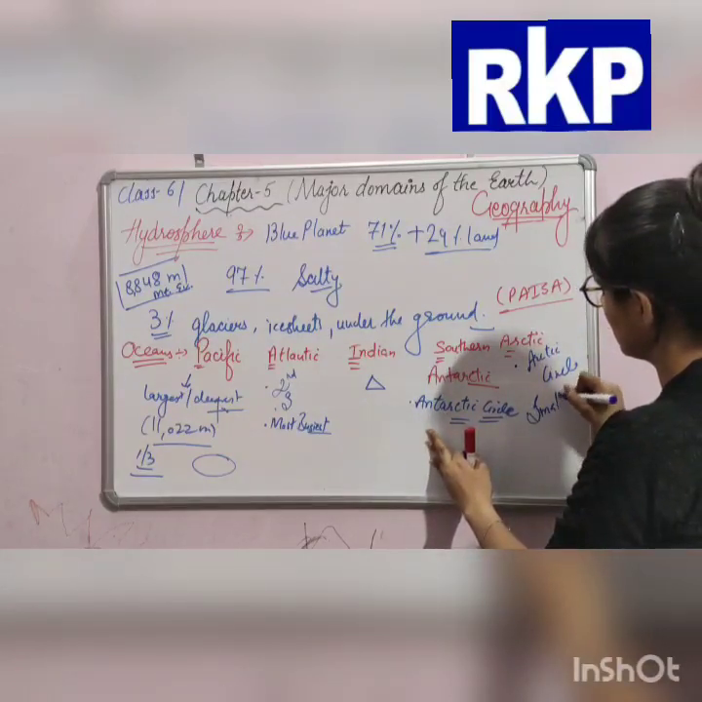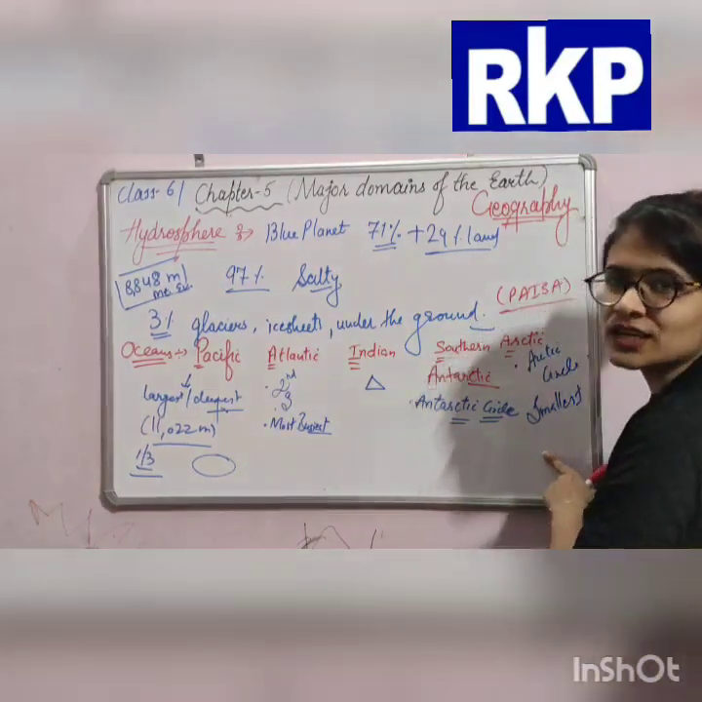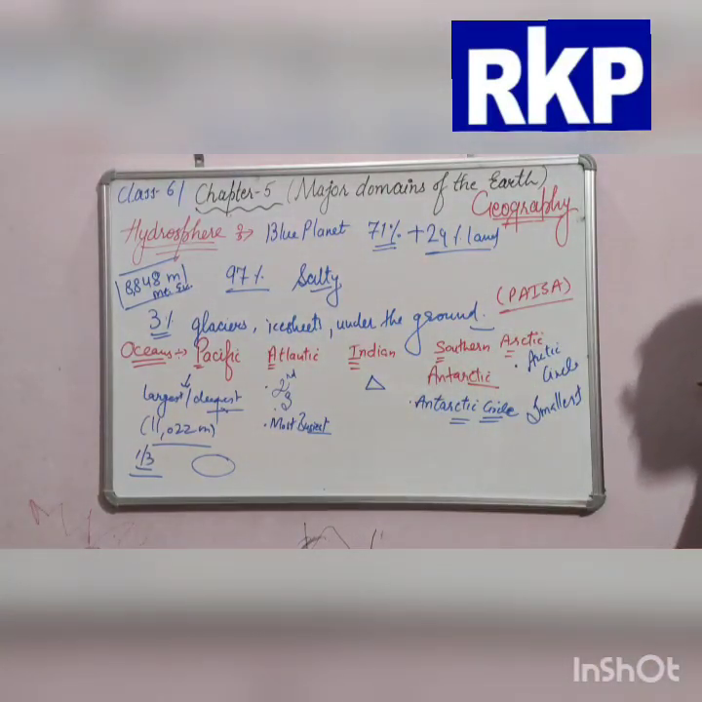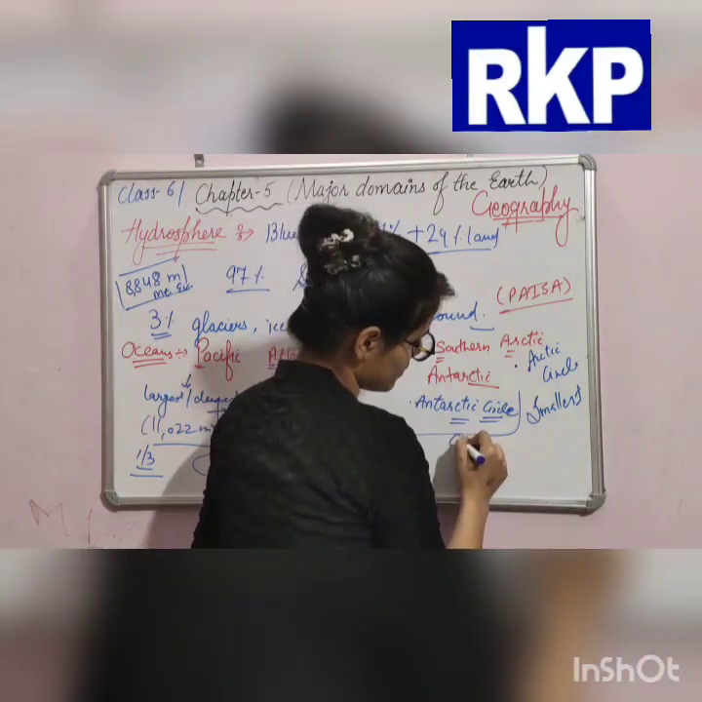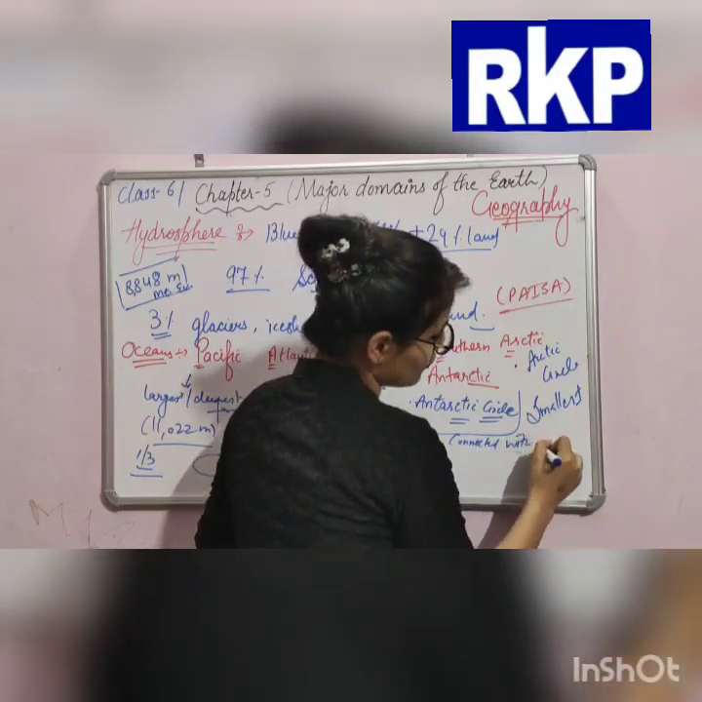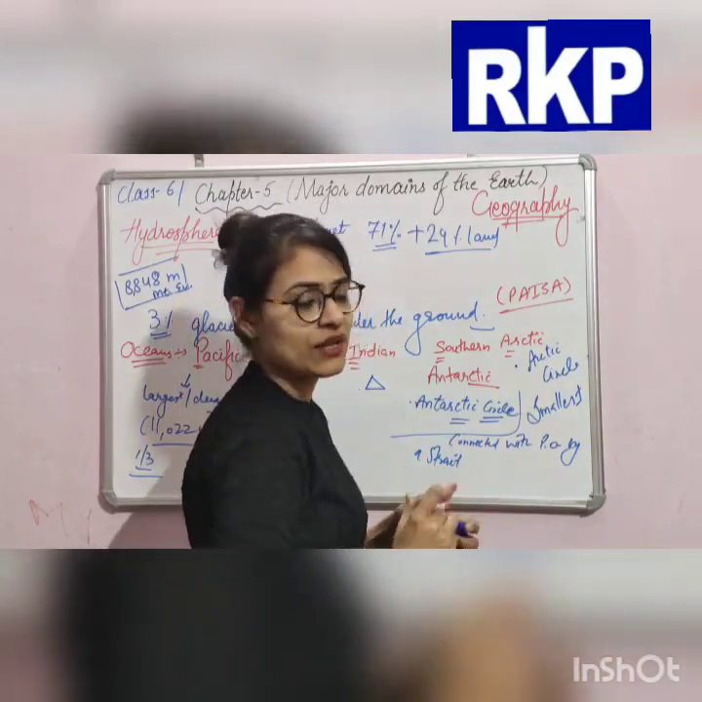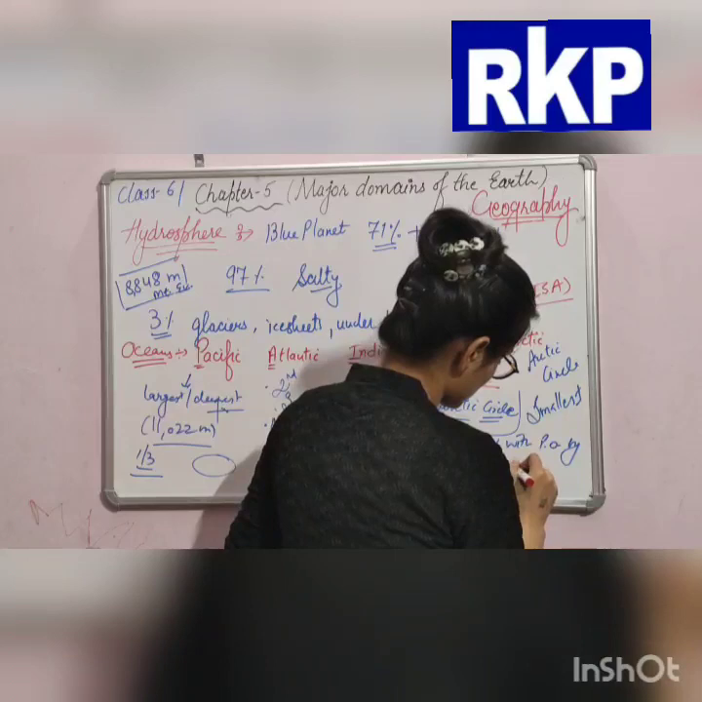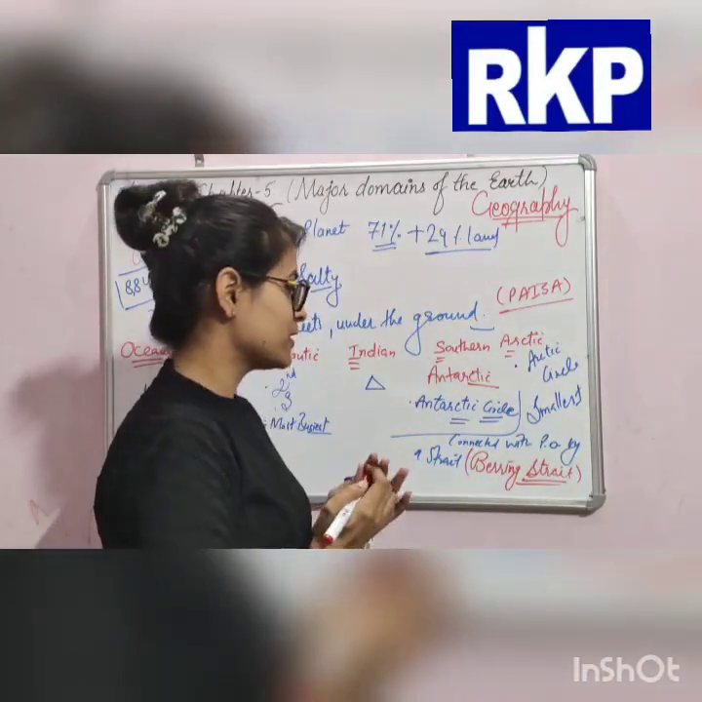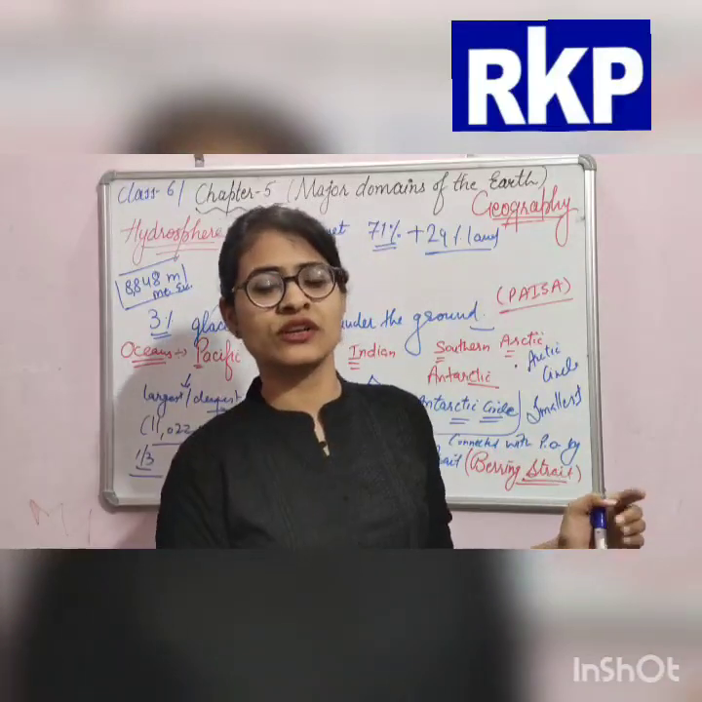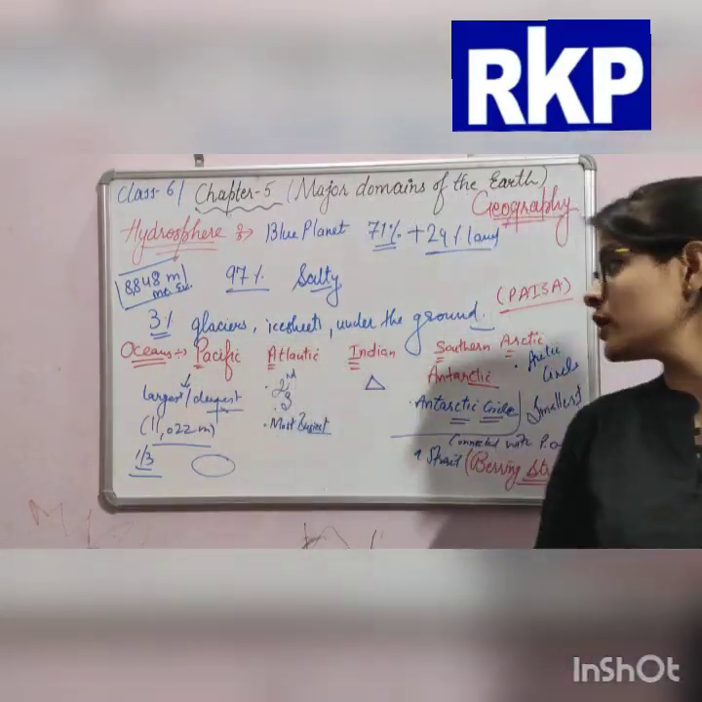Okay, this is smallest. And this Arctic circle is connected with the Pacific Ocean by a strait. We can say that it is connected with Pacific Ocean by a strait, that is called Bering Strait. Bering Strait connects Pacific Ocean and Arctic Ocean. Okay, so these were your oceans.